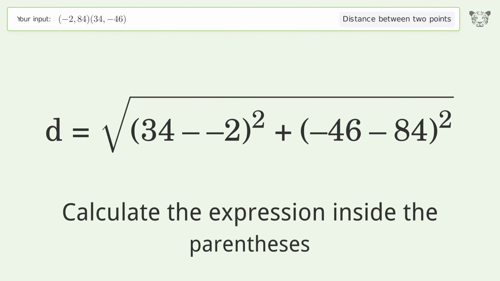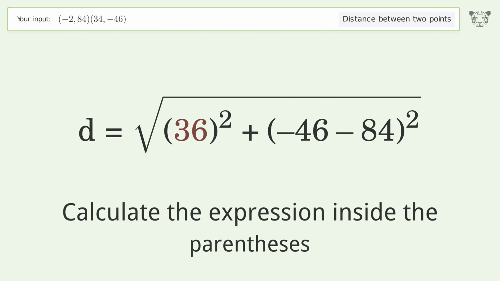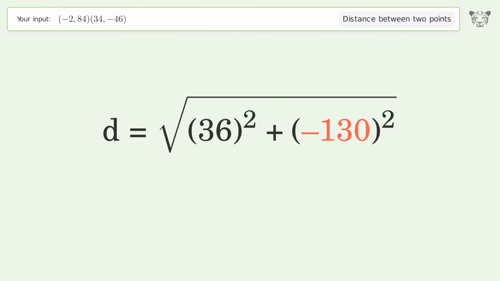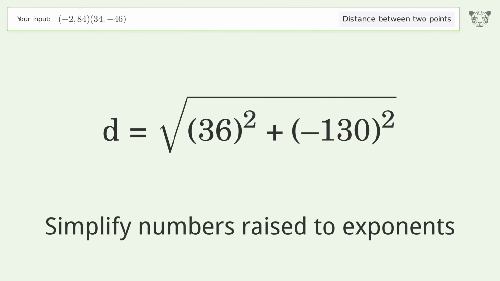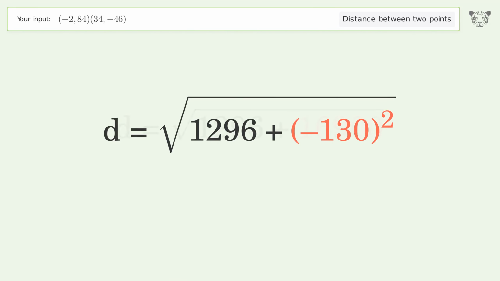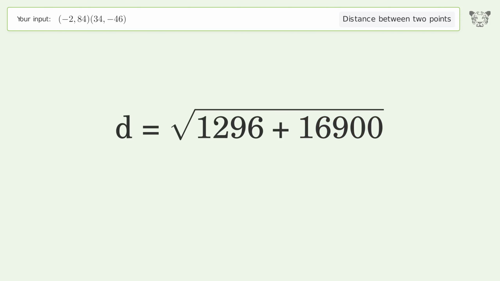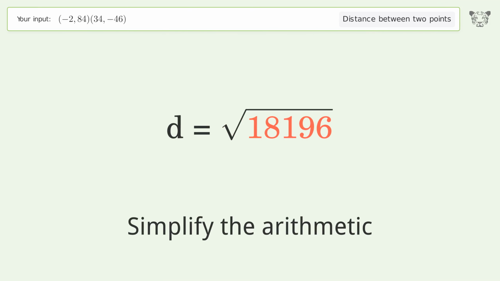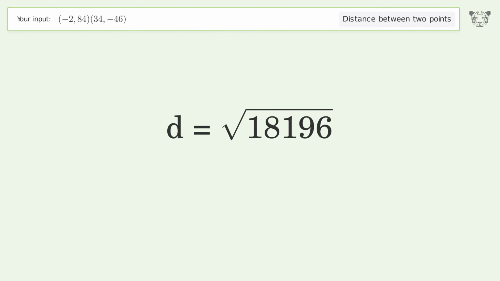Calculate the expression inside the parentheses. Simplify numbers raised to exponents. Simplify the arithmetic. And so the distance between the 2 points is the square root of 18,196, or 134.893.